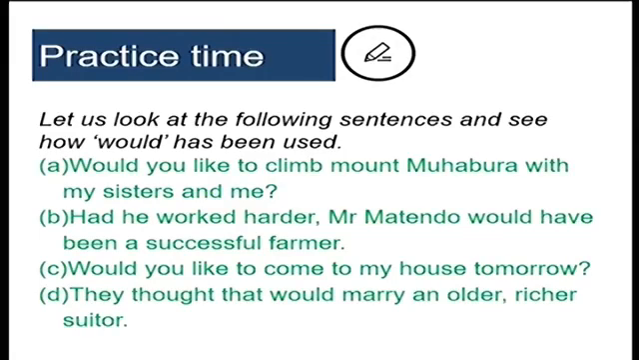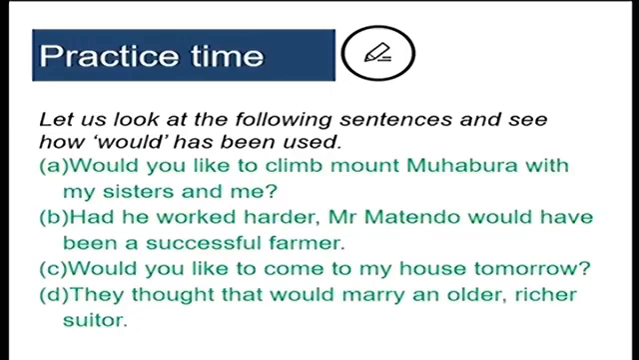What are you doing with them? I want you to look at how would has been used in those sentences. All you have to do is remember what I've just told you about the instances where we use would. So the first sentence goes, would you like to climb Mount Mahabula with my sisters and me? All you have to do is indicate in your book how would has been used.